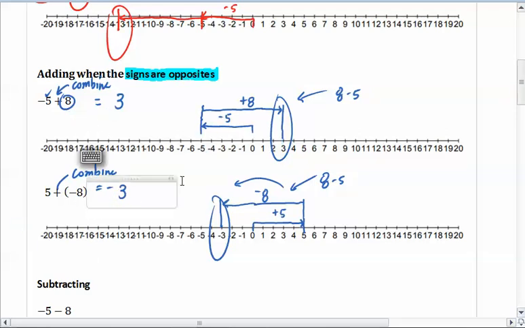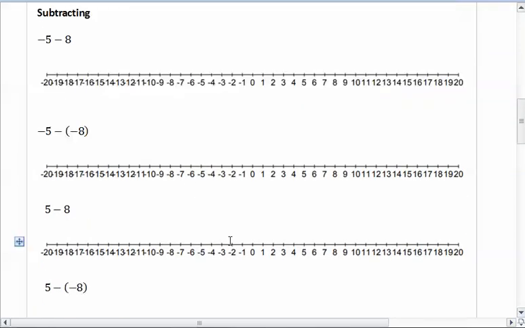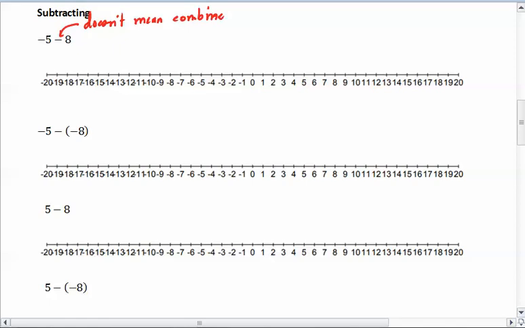Let's move on to what we would do if we were to subtract integers. Now, in order for me to use the number line, I have to turn this into an addition problem. So this right here doesn't mean combine. I'm going to write that. It's not ready. On the previous ones we were able to just combine it on the number line. Can't do that here. Doesn't mean combine. Negative or minus. So what we're going to do is rewrite this.